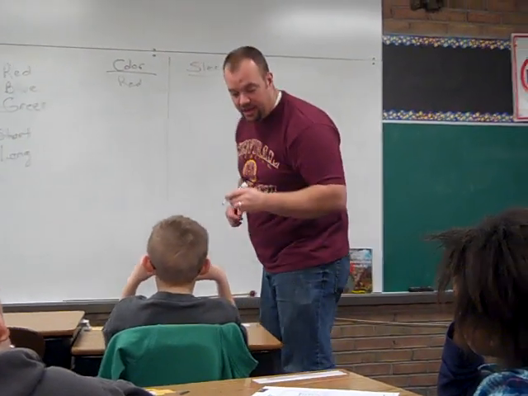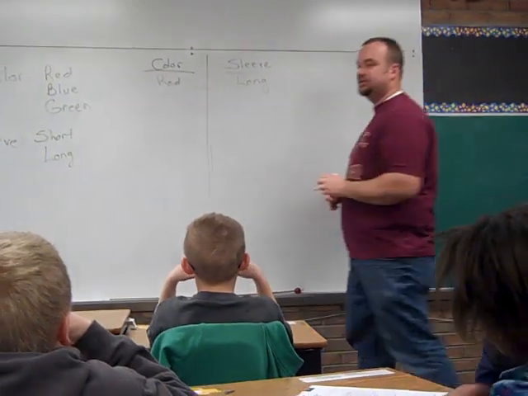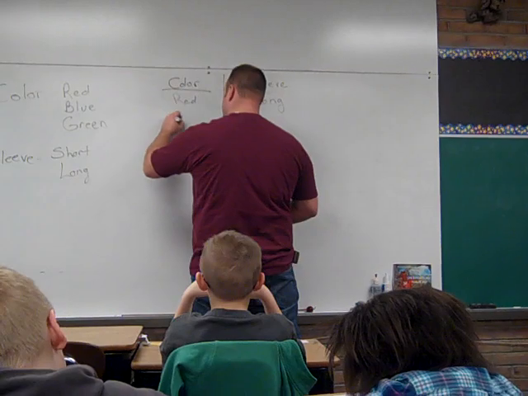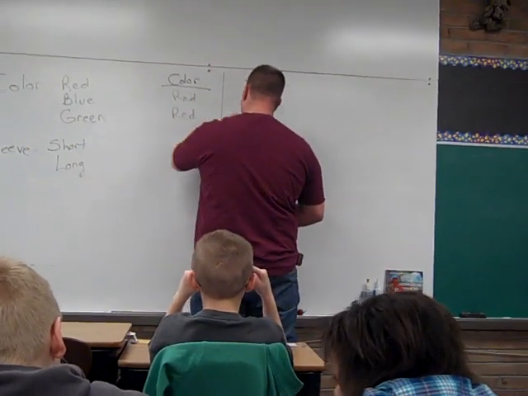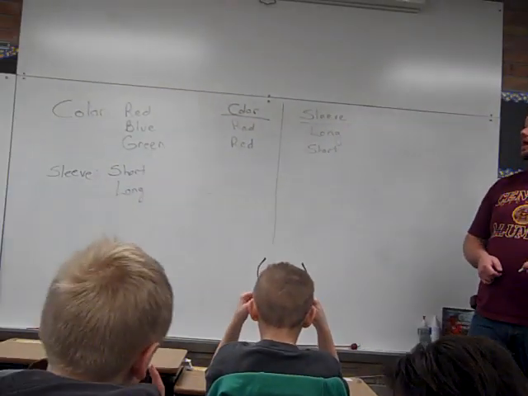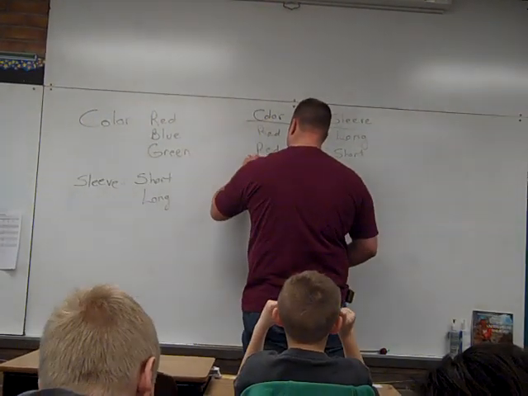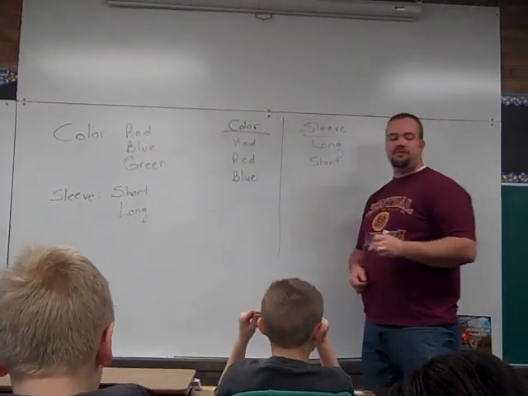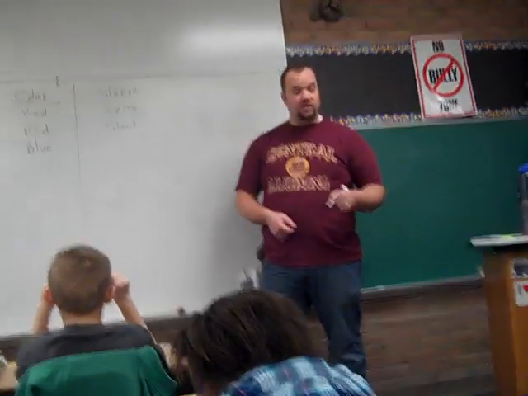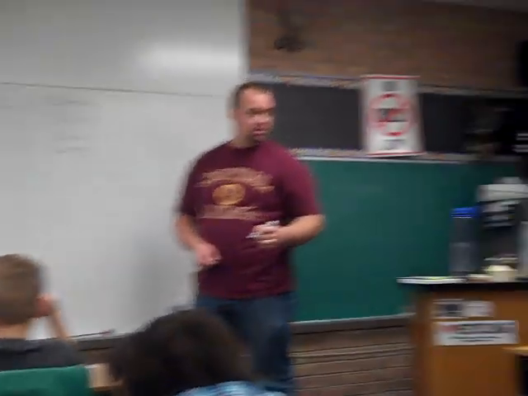Now there is red, and notice they have a red long. What's your other red option? Short. Okay, we have a red short sleeve. Let's go to the next color. What's our next color? Blue. How many different choices do we have for blue shirts? 2. Blue long, and what else? Blue short.